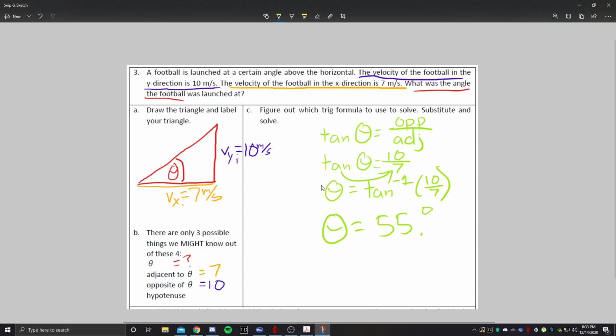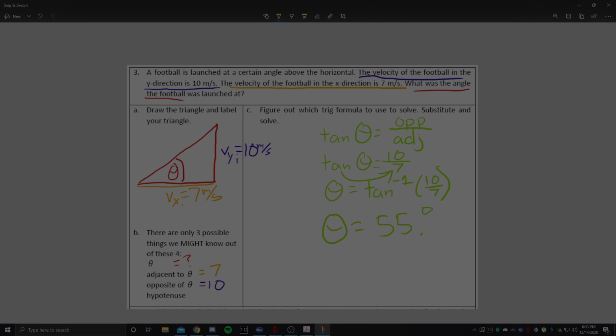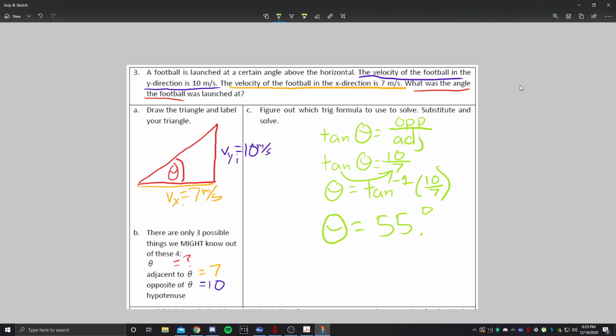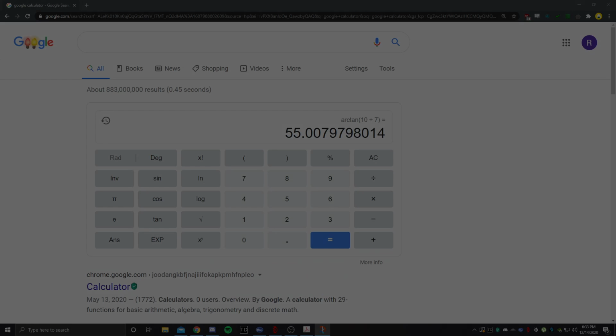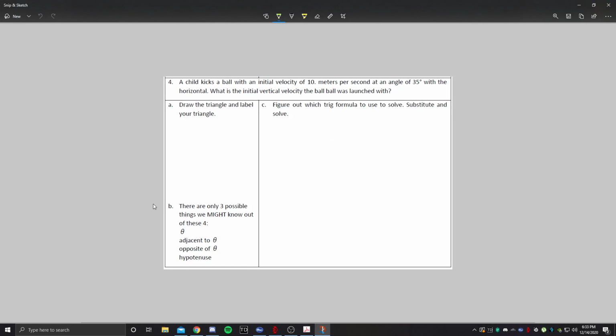So now let us do number 4. I wish it wouldn't do that sound. Actually, I know why it does that sound. So let's do number 4 now.